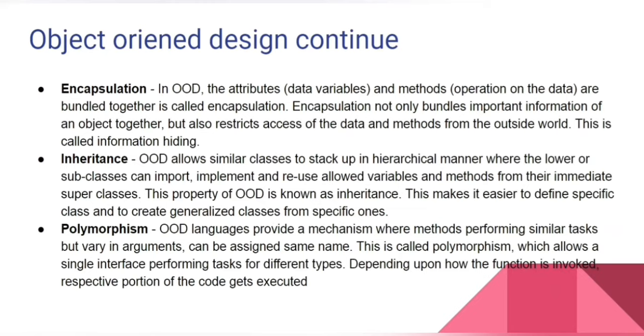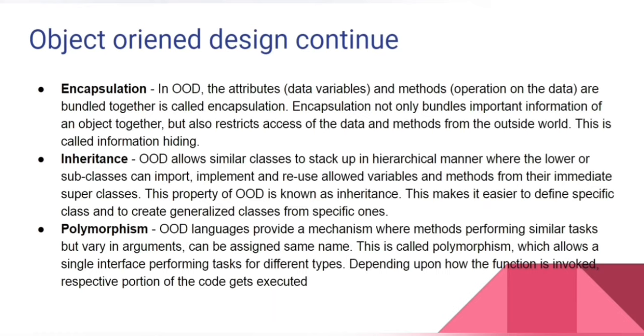Object oriented design has very important concepts such as encapsulation. In OOAD, the attributes, data members, and methods of operation on data that are bundled together is called encapsulation. I discussed earlier that in a class we have data members and member functions. Data members are integer, float, and all the variables and data types, and member functions are the functions included in the class. When these are combined together, they form encapsulation.